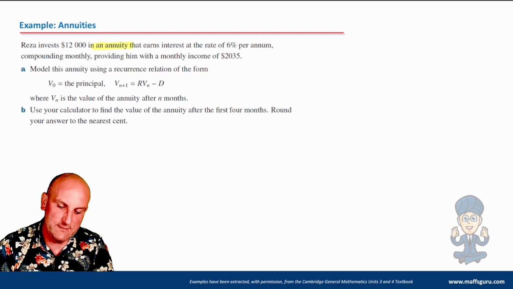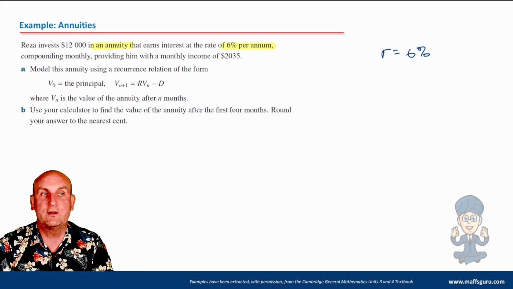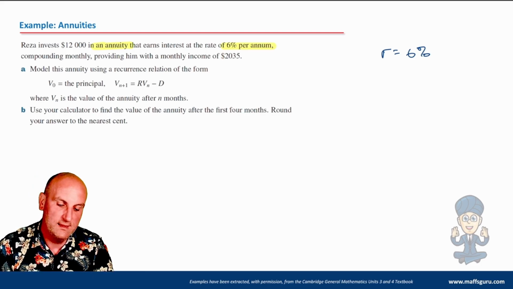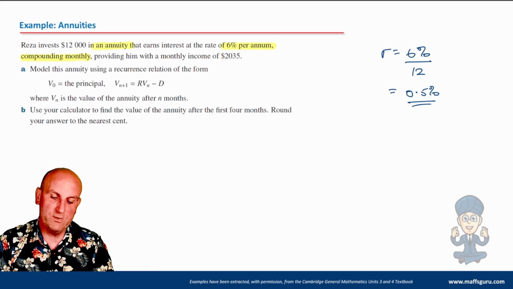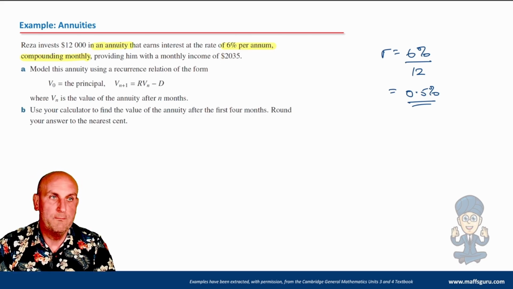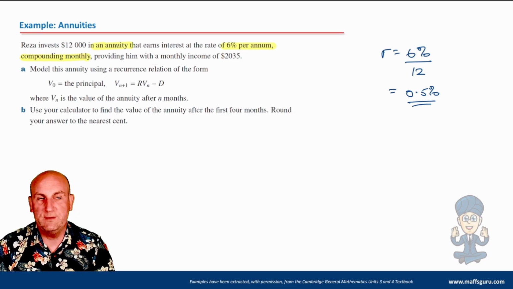It earns a rate of 6% per annum, so my little r is 6, isn't it? No, because I've got to continue moving on the question up. It's compounding monthly. So the next thing I'm going to do is divide that by 12, which gives me 0.5. So that's my little value of r. Providing me with a monthly income of $2,035. Be careful here. Model this annuity using a recurrence relation of that form.